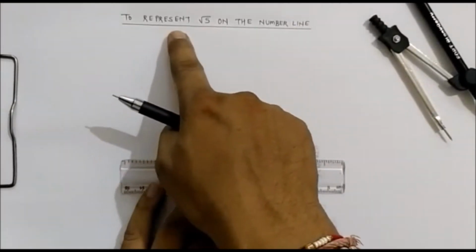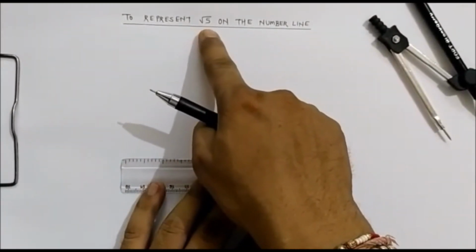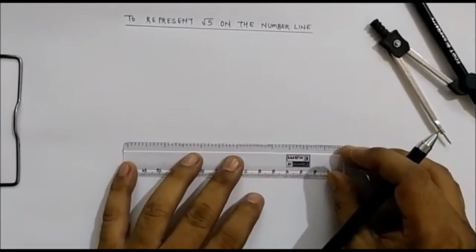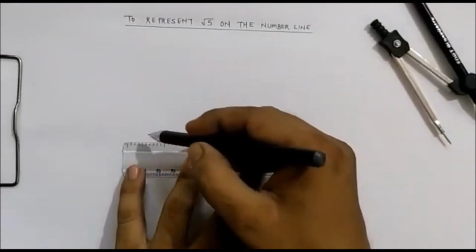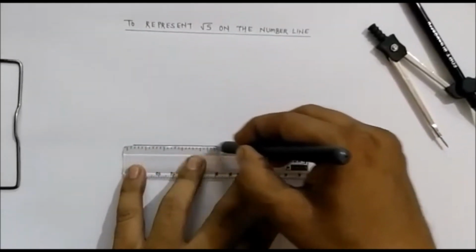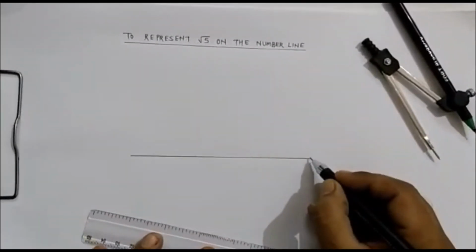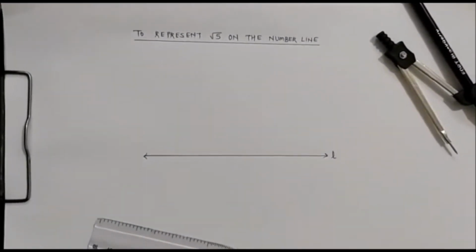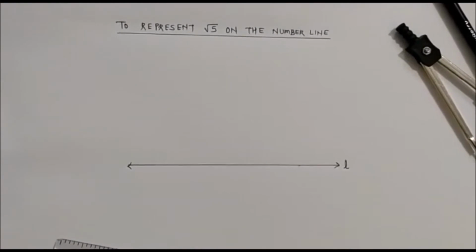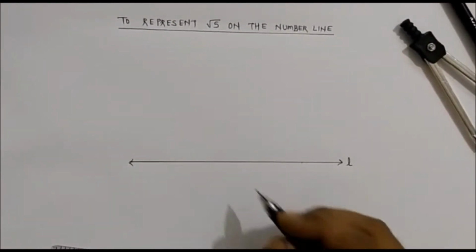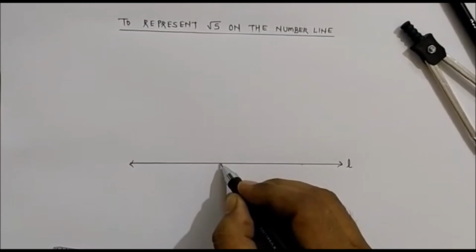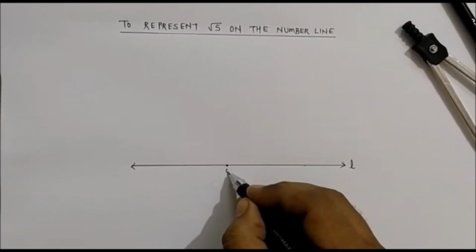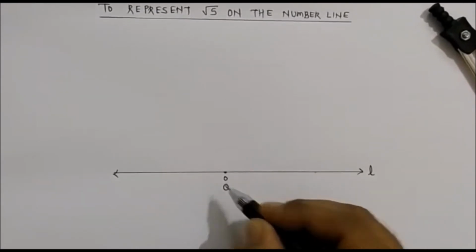Let us see today how to represent the irrational number root 5 on the number line. So the first step, we draw a line, say line L. On this line, mark a point. You can mark it as 0, and this is point O.